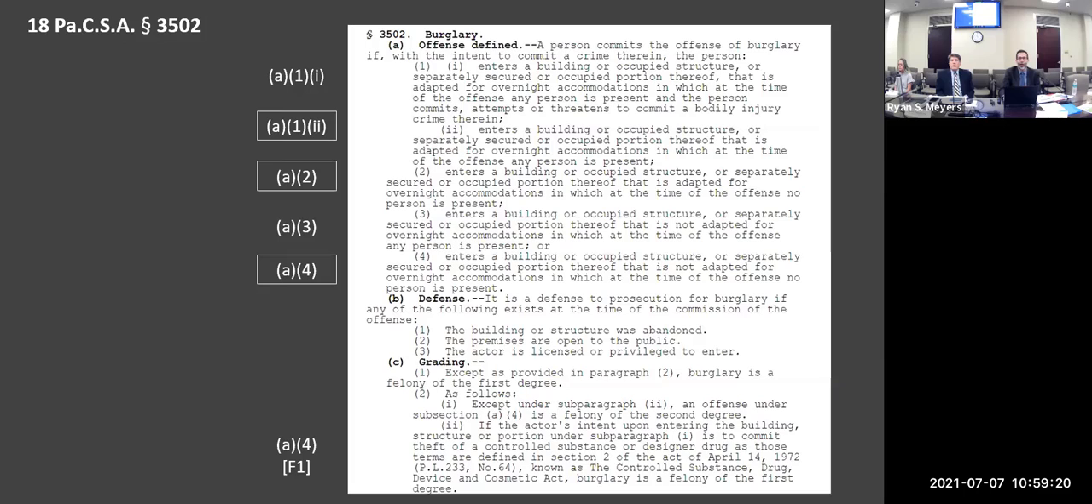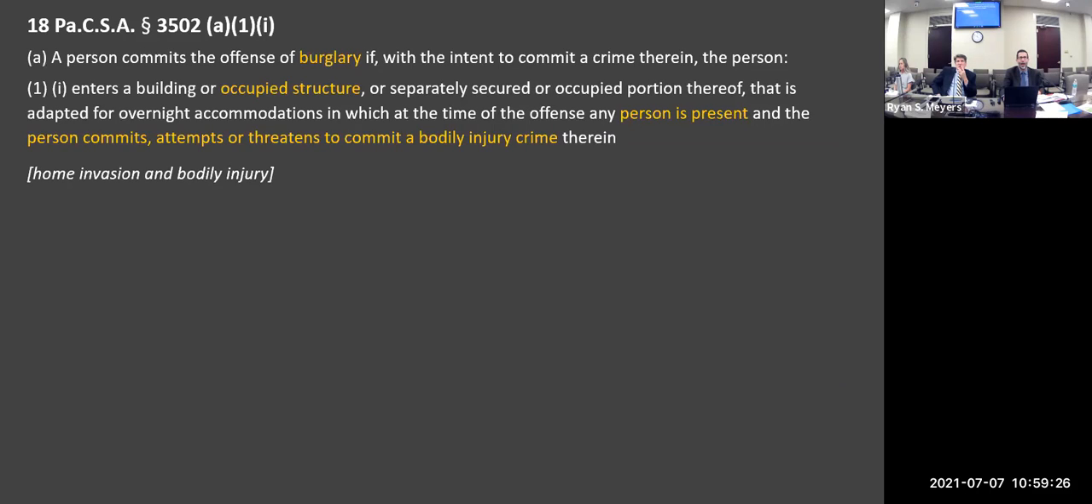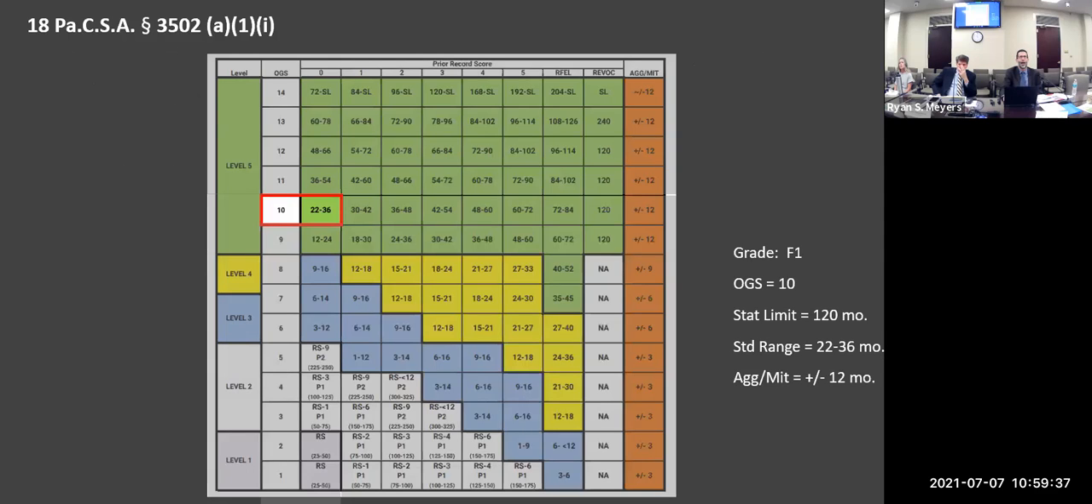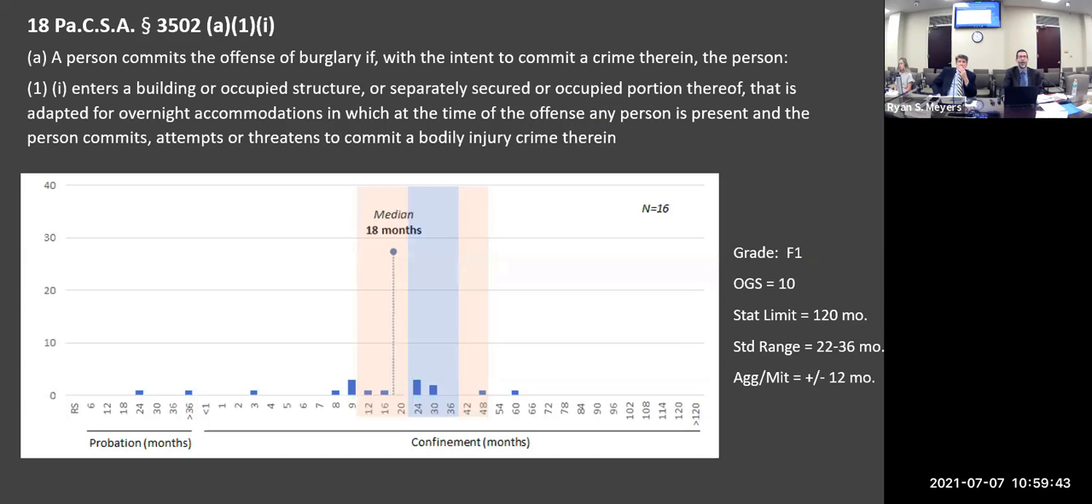So we've focused on these 3, and there are 3 other burglary offenses that we have not talked about, and I'll go through them relatively quickly. I think at least 2 of them. So we have home invasion and a bodily injury here as A1I. This is an OGS 10 with the standard range of 22 to 36 months, plus or minus 12.